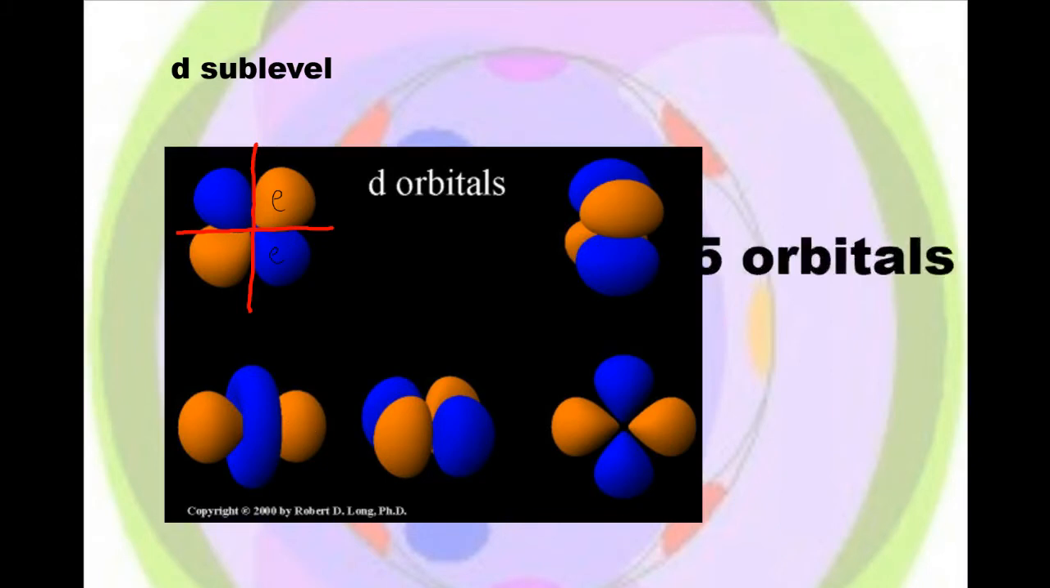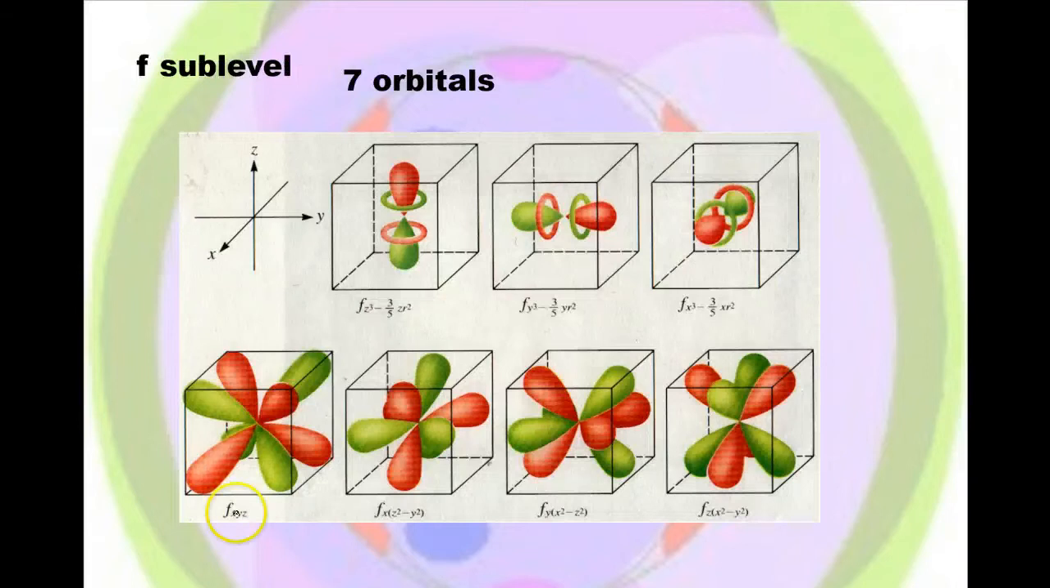And in the f sublevel, we have 7 orbitals. We have 1, 2, 3, 4, 5, 6, and 7. And we call it f because it kind of takes on this flower looking shape that you have here. But each one of these individual orbitals is complicated. But in these orbitals, you can have 2 electrons at any one time.